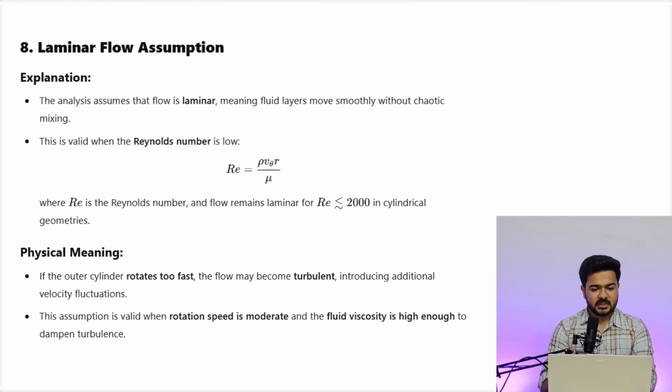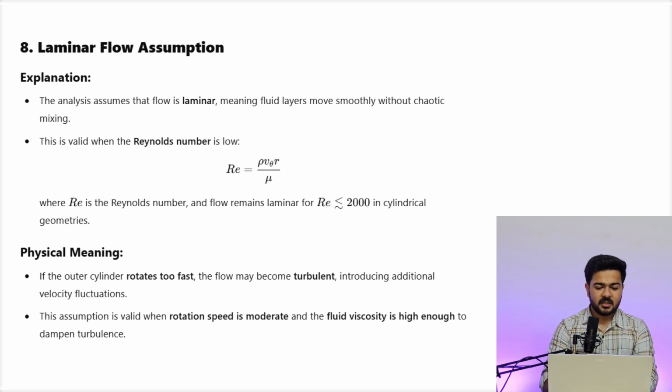Our eighth assumption is that the flow is laminar. The analysis assumes that the flow is laminar, meaning fluid layers move smoothly without chaotic mixing. This is only a one-dimensional flow, and it is a laminar flow. There are no turbulences, and the Reynolds number is given by rho v theta r by mu, and the Reynolds number remains in the laminar region, that is less than 2000 in cylindrical geometry.